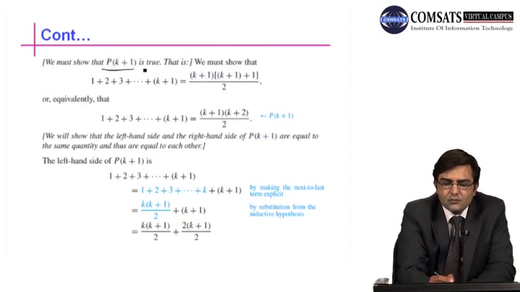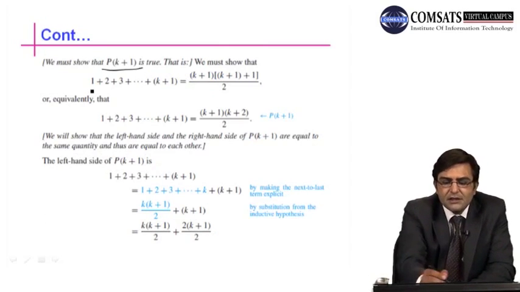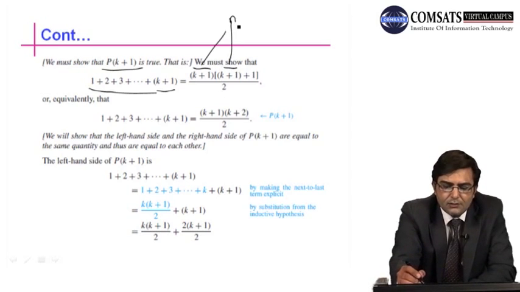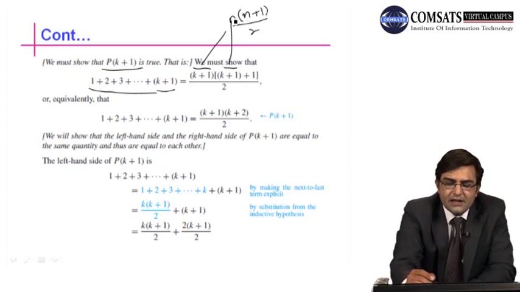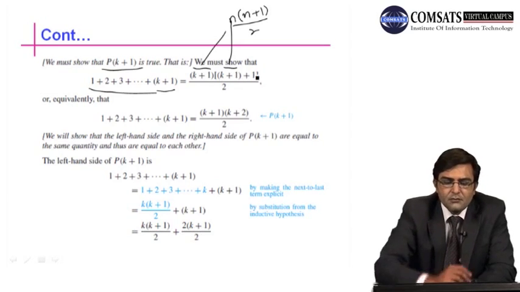For that, we must show 1 plus 2 plus 3 and so on up to k plus 1 is equal to k plus 1 into k plus 1 plus 1 divided by 2, because instead of n we have used k plus 1, since here we had n into n plus 1 divided by 2. So instead of n we must have k plus 1 into k plus 1 plus 1 divided by 2.